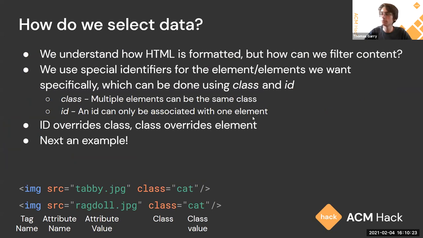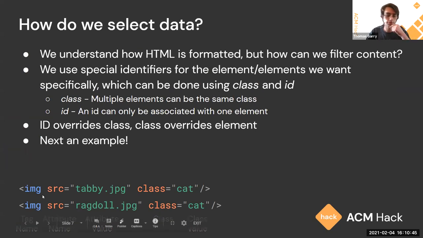Now we really need to know, how do we select the data? How can we filter through HTML? Usually what we use is ID and class. If you're familiar with jQuery, you do this all the time to select elements.